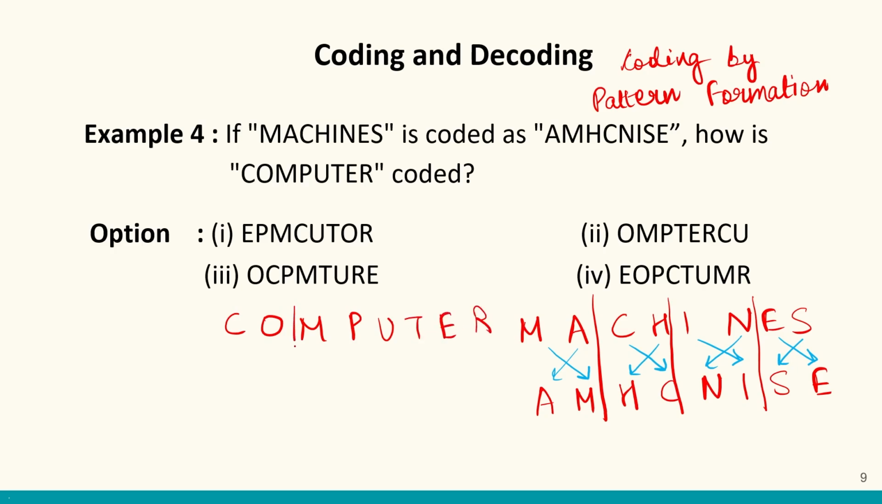SCCOMPUTER. Let us break them at two positions. So O will be written over here, C here. P, M. I am just interchanging the positions with each other. If I interchange the positions like this, following a crisscross manner in each case, then my code will be OCPMTURE, which is option number 3. So option number 3 will be our answer.